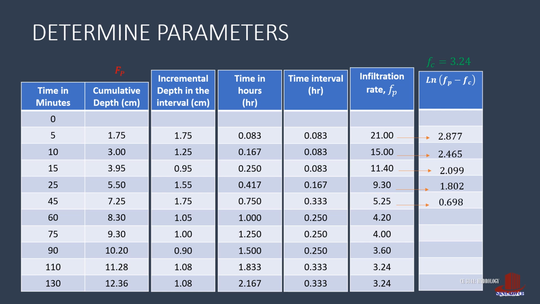The ln of 5.25 minus 3.24 is 0.698. Also, the logarithm of 4.2 minus 3.24 leaves us with negative 0.041. The logarithm of 4 minus 3.24 leaves us with negative 0.274. And the logarithm of 3.6 minus 3.24 is negative 1.022. Down the end, the ln of 3.24 less 3.24 does not exist, so leave the slots blank.